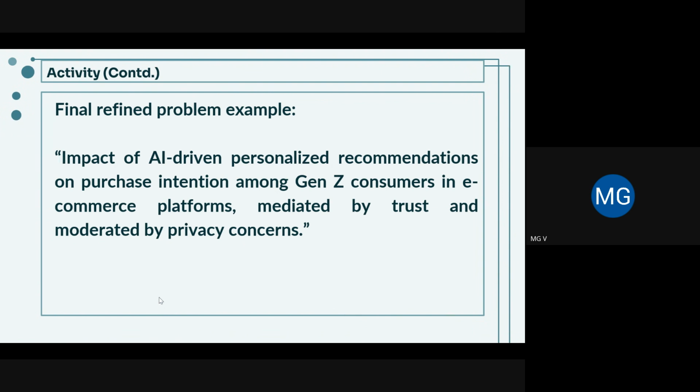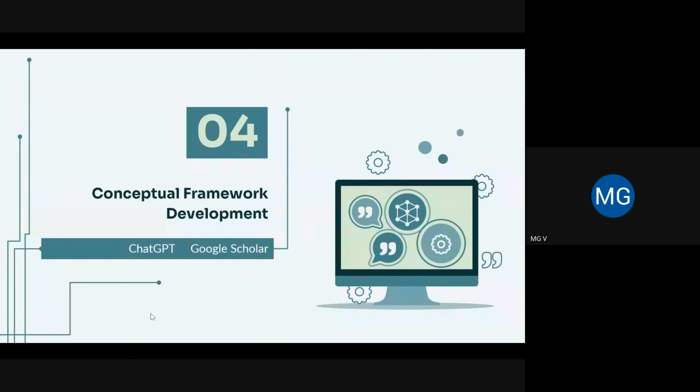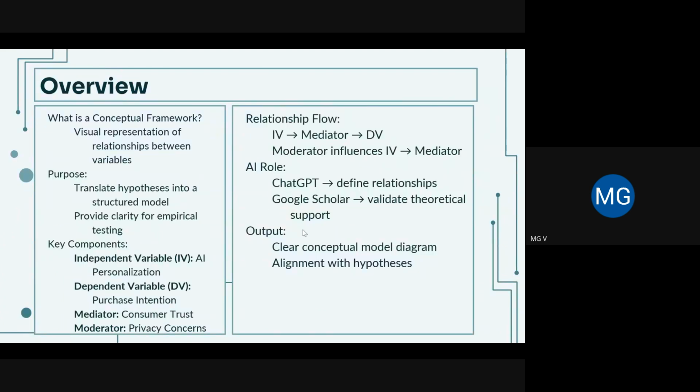So let us move on to the next topic of the day, that is conceptual framework development. Now, the conceptual framework is a critical step in research design as it visually represents the relationship between variables identified in hypotheses. It serves as a blueprint for empirical analysis and helps in structuring the research model.